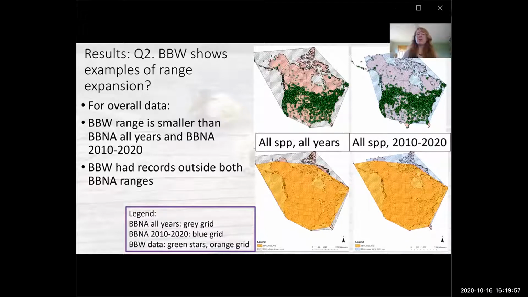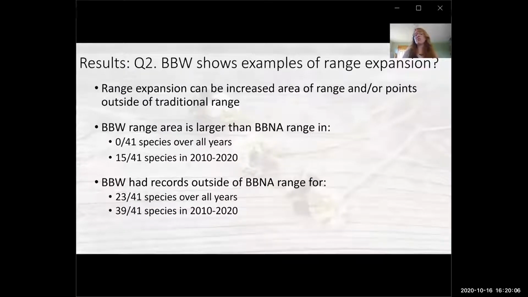But if you look closely, which is hard to see in these maps, Bumblebee Watch does have points outside of the overall black or blue range, which suggests that range expansion can be considered both in terms of the area of the range as well as the points outside of the traditional range. So in terms of the overall range size, the area of that polygon, the Bumblebee Watch range is not bigger than Bumblebees of North America when we look at the all-year time period. But in the last decade alone, 15 of the 41 species did have an overall greater range. So we're having more numbers for the last decade.